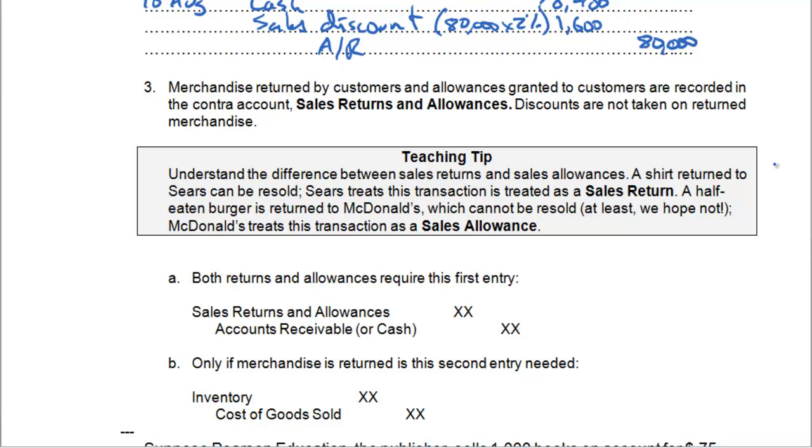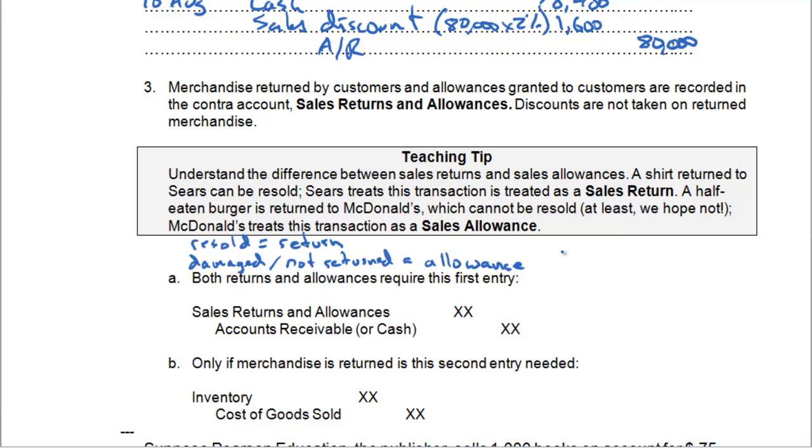So, some key definitions. If it can be resold, then it is a return. However, if it's just damaged, junk, garbage, in any way not returned, then we're talking about giving the buyer an allowance.